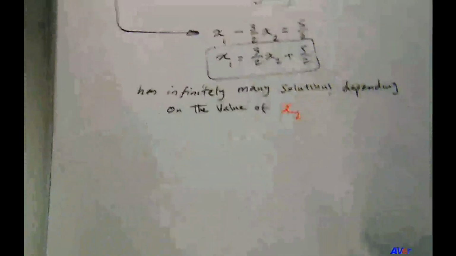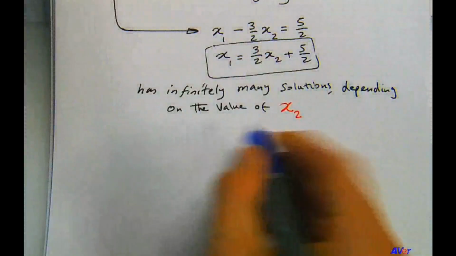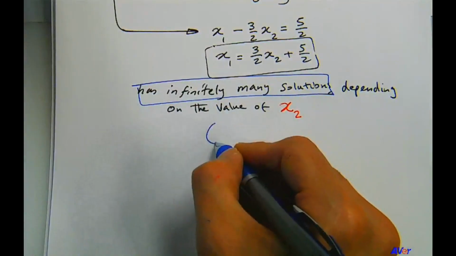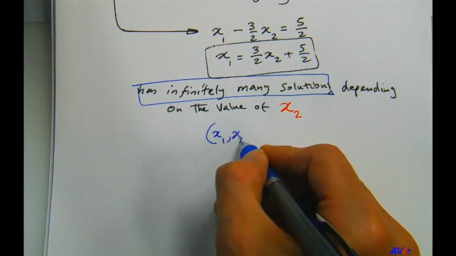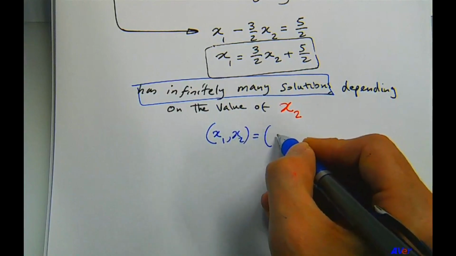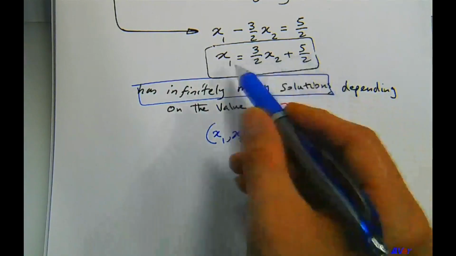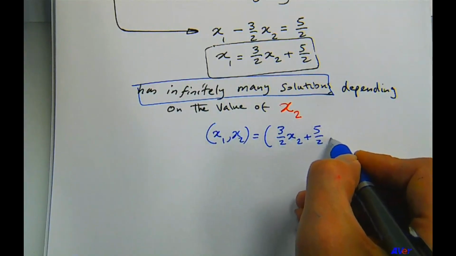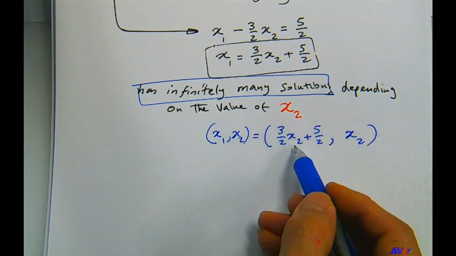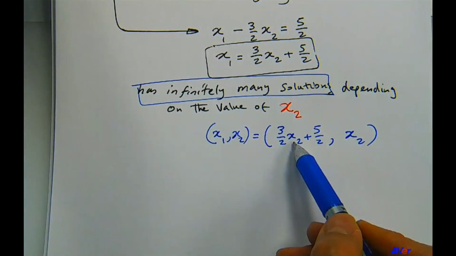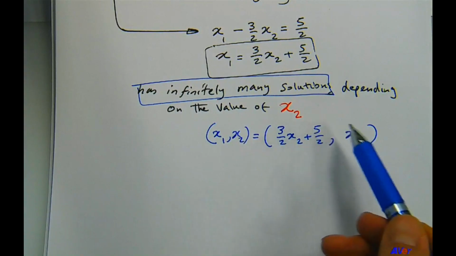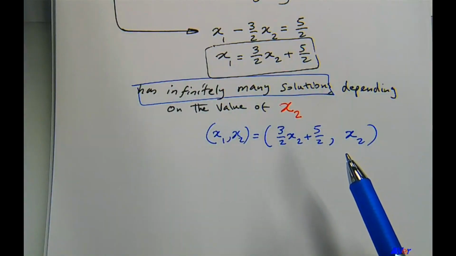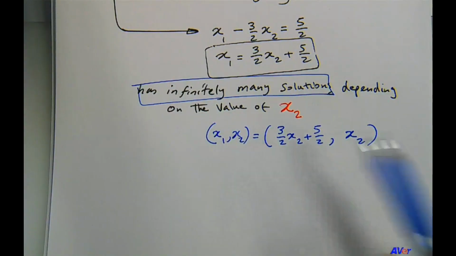Okay, so the solution of this special case would be that it has infinitely many solutions depending on the value of x2. How would we write it? So x1, x2 would be equal to, x1 would be this whole thing, so 3 halves x2 plus 5 halves, comma x2. So you pick x2 to be any value, you'll have a different solution. That's why we have infinitely many solutions depending on the value of variable x2.